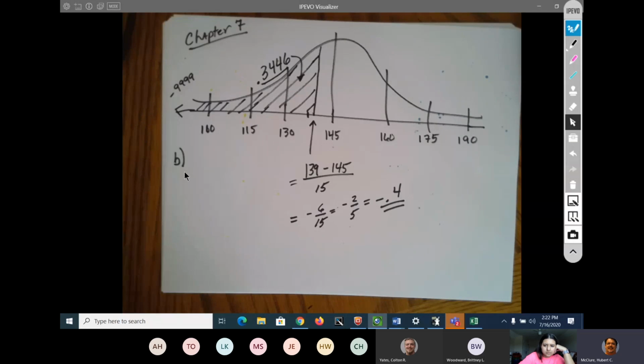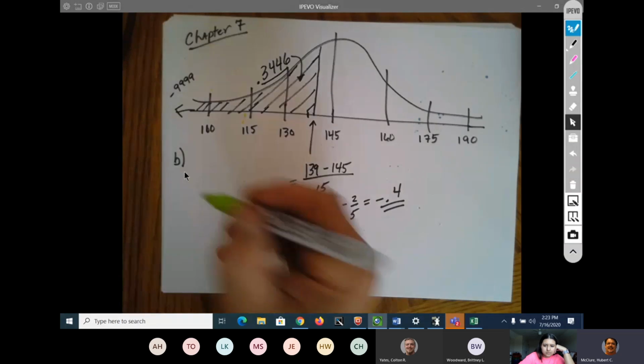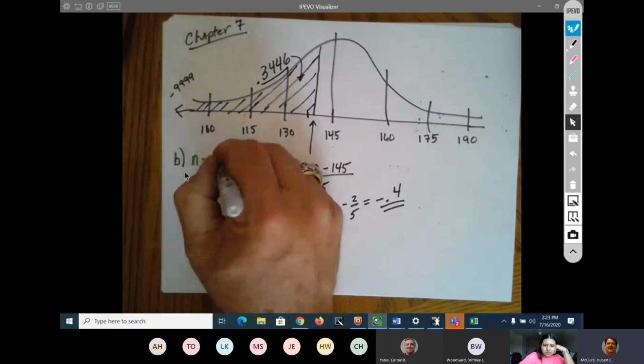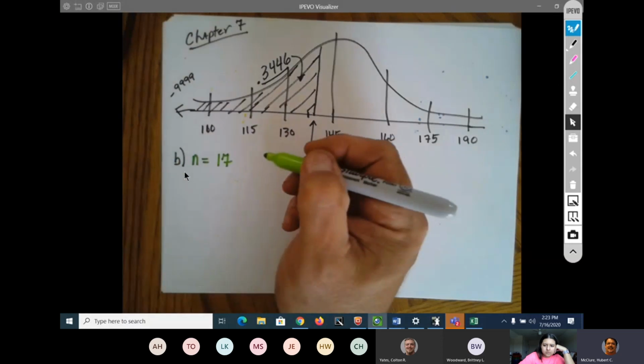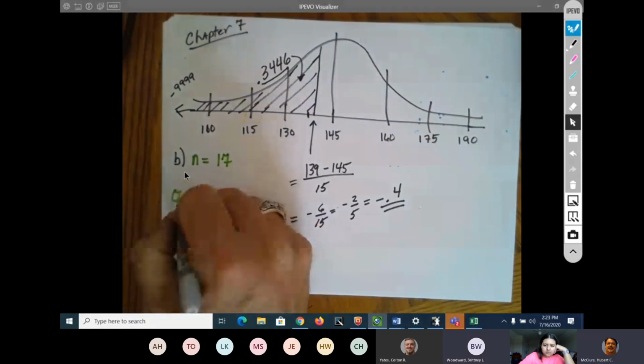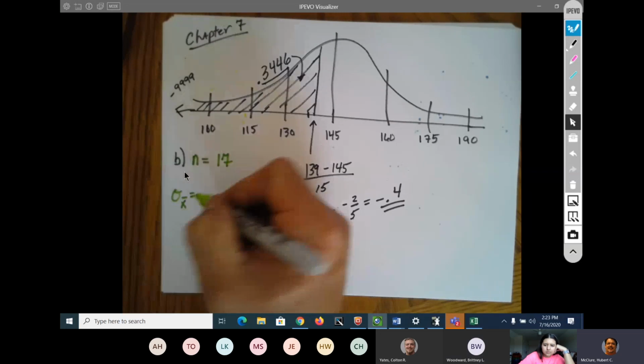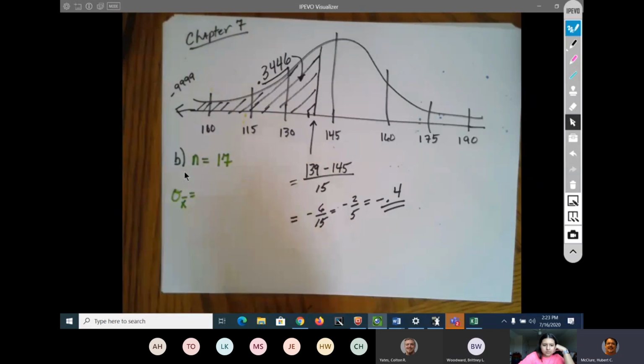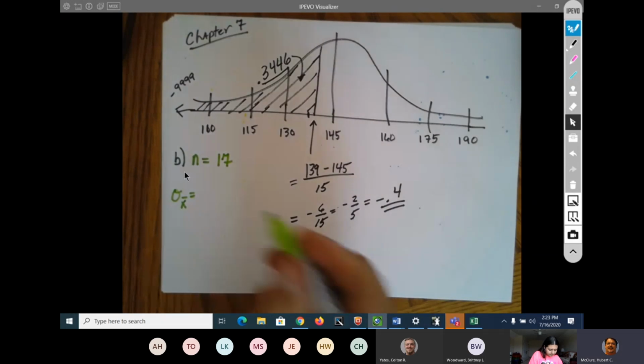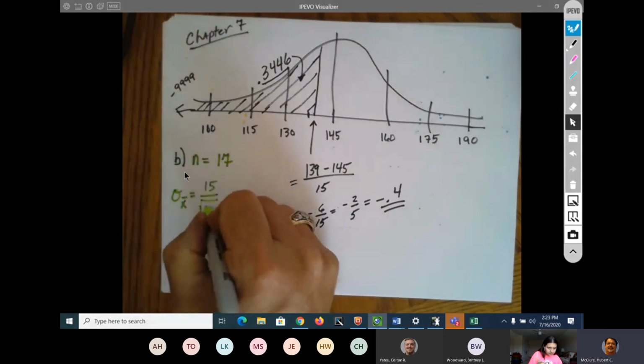B, N is equal to 17. So that means I've got to get a new standard deviation, of course. And I've got to draw a new bell curve. So that's going to be the standard deviation, 15 divided by the square root of 17.